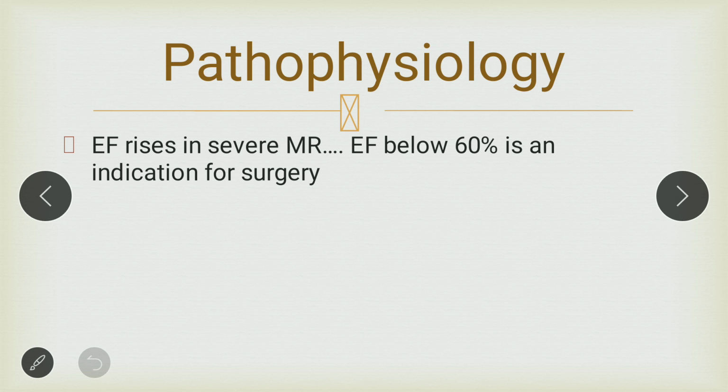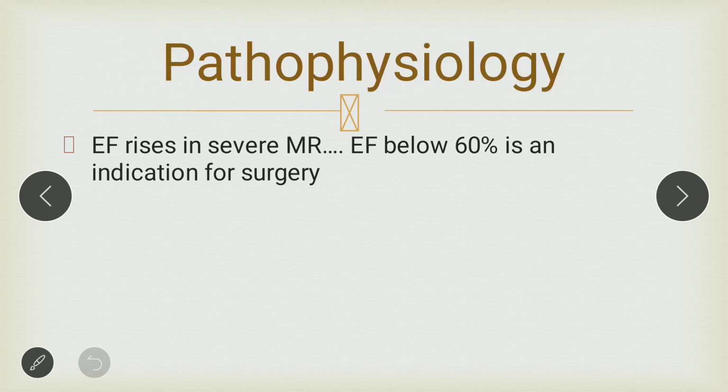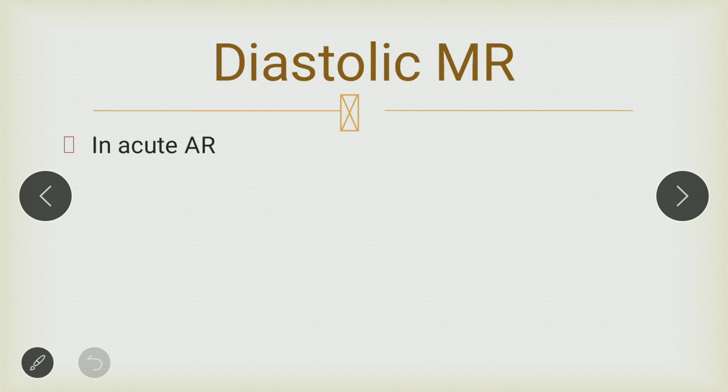Pathophysiology we have seen earlier. Remember, in mitral regurgitation, the ejection fraction will be supernormal. It will be more than 60%. When the ejection fraction goes below 60%, it indicates the patient has severe disease and it's an indication for surgery.